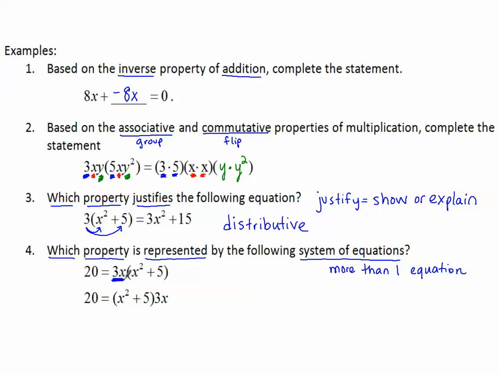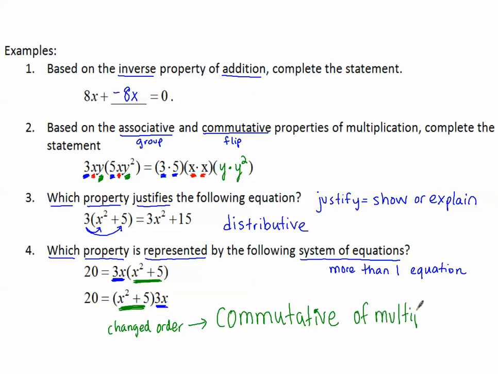The 3x was in front. Now the 3x is after. The x squared plus 5 was after. Now the x squared plus 5 is in front. So they changed places. They changed the order. And when the order does not matter, that means it's the commutative property. Commutative property. Now, I'm multiplying the things that change the order, so I can be more specific and say the commutative property of multiplication.